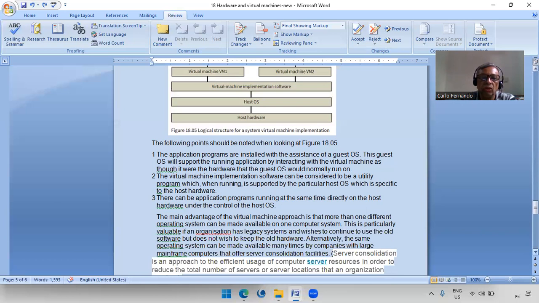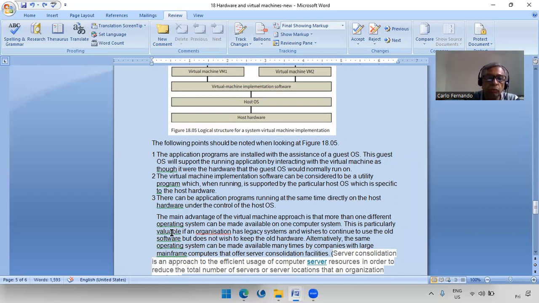The main advantage of the virtual machine approach is that more than one different operating system can be made available on one computer system. So you can have Windows as the OS, and you can have Ubuntu or some Linux derivative. Like that, you can have two.